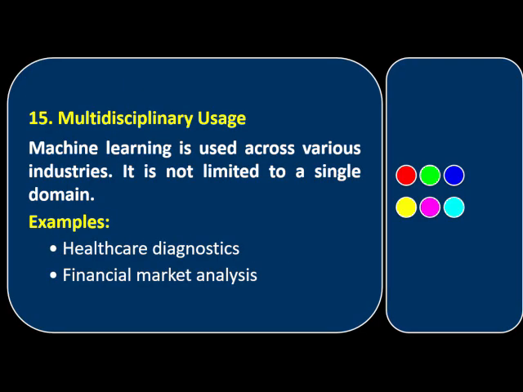The next one is multidisciplinary usage. Machine learning is used across various industries. It is not limited to a single domain. Examples: healthcare, diagnostics, financial markets. There are so many other applications where machine learning is frequently used.